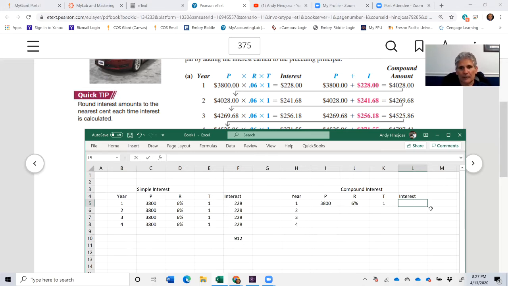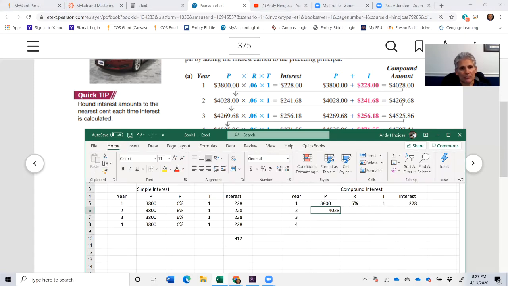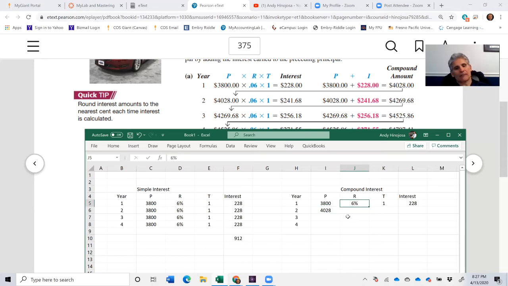from a compound perspective. The first year is going to be identical. We'll take the 3,800, multiply it by the 6%, and multiply that by the 1. However, when we compute the principal in year 2, we're going to add that interest so that we have both the original principal plus the interest that's earned. And when we compute the interest in the second year for 1 year, that second year interest is going to be $241.68. And then we'll just copy this down for 3, 4.